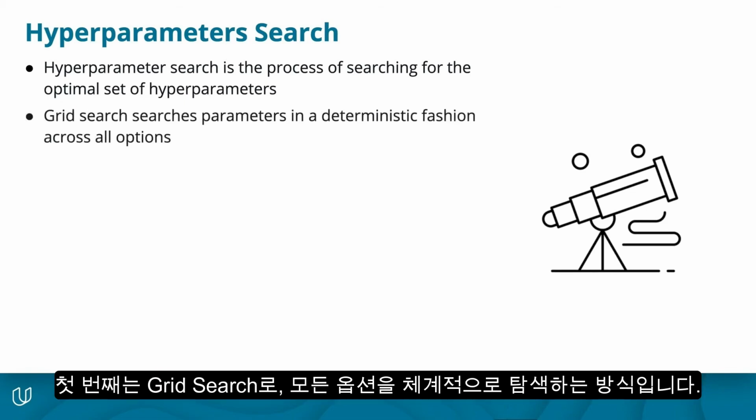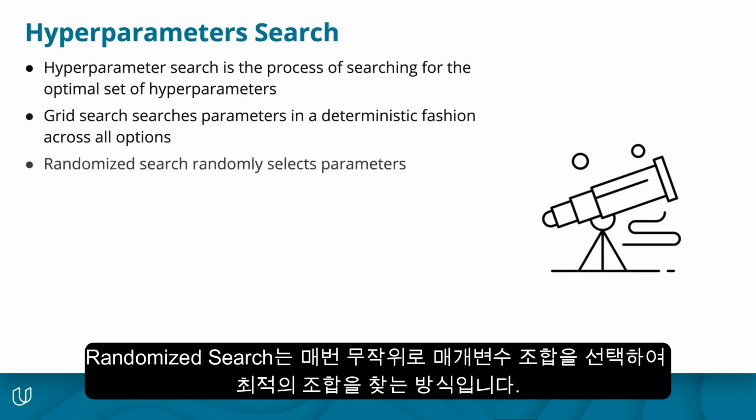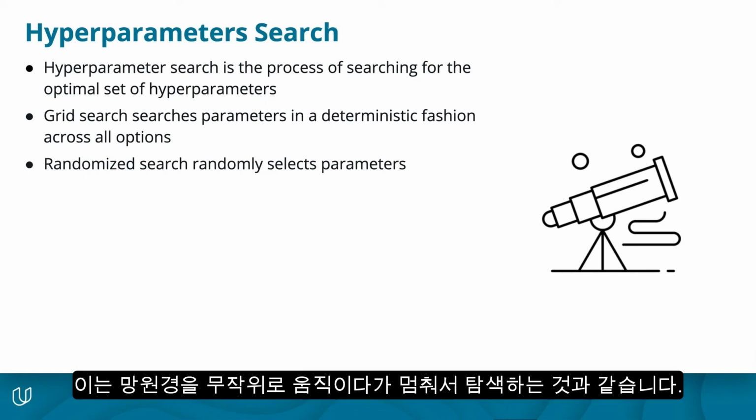First is grid search, where you search all options in a deterministic fashion. Think of using a telescope and searching the sky, moving a few degrees in the same direction every minute. Randomized search randomly selects a set of parameters each time to find an optimal set. This would be the same as randomly moving your telescope around and stopping it to search.